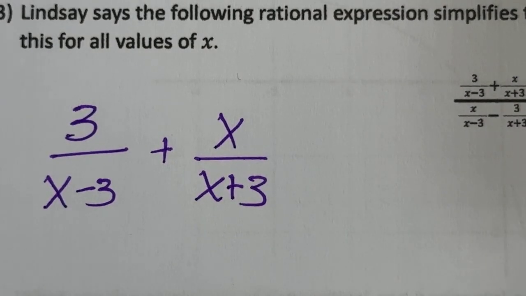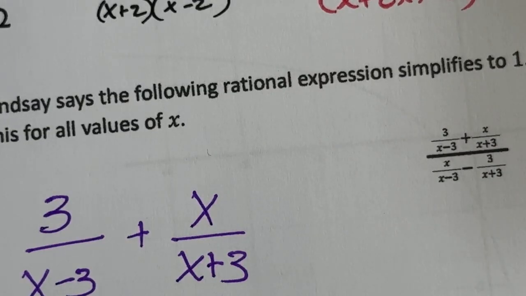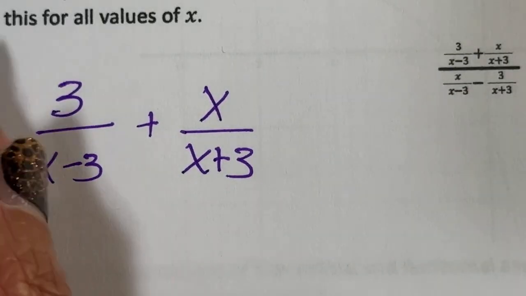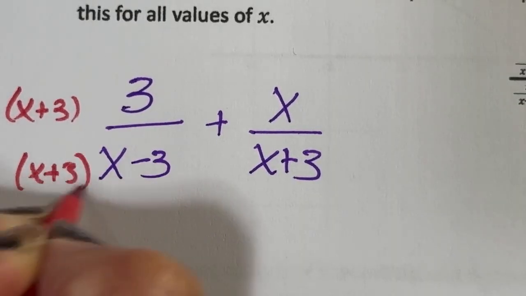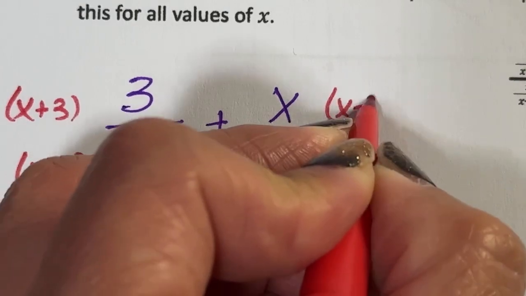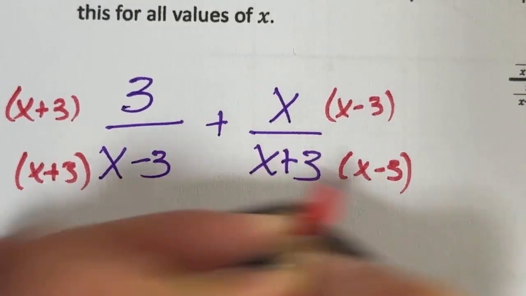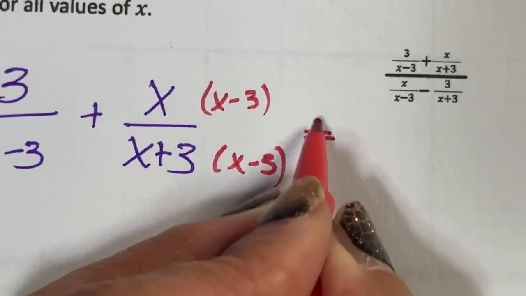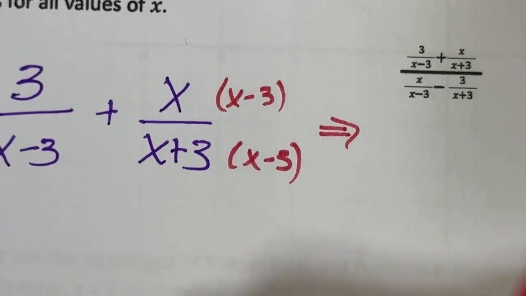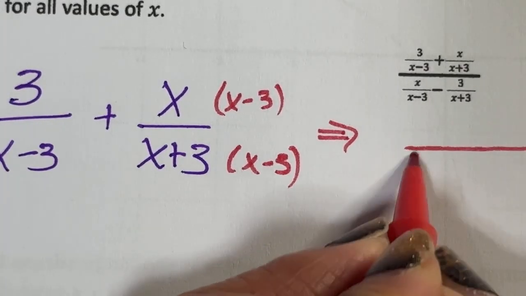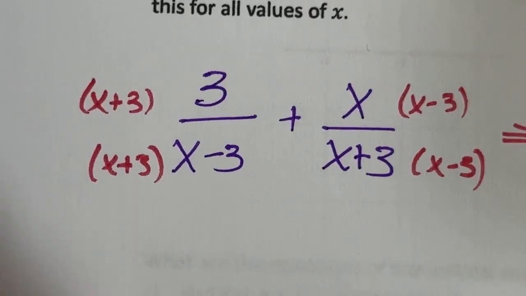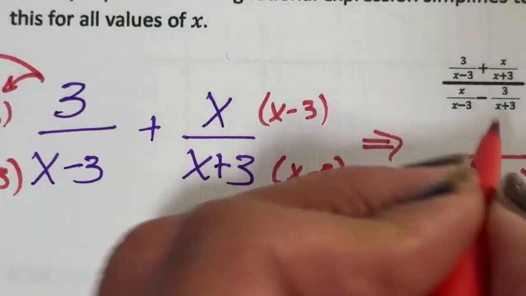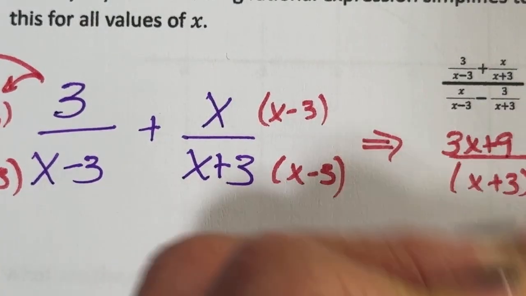We need to get a common denominator in order to add these. So let's see, this one needs an x plus 3, so I'm going to need to multiply that top and bottom. This one needs an x minus 3. Got to get that common denominator, that LCD. Okay, so now our common denominator is x plus 3, x minus 3, so we can write our common denominator. In the numerator, we have to remember to distribute. So 3 times x is 3x, 3 times 3 is 9, so 3x plus 9.